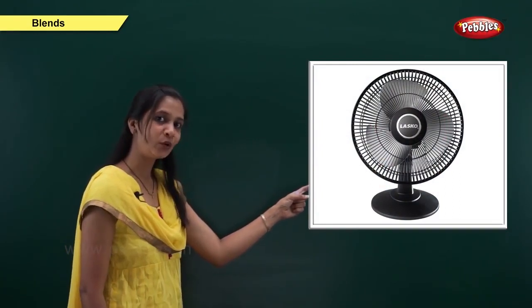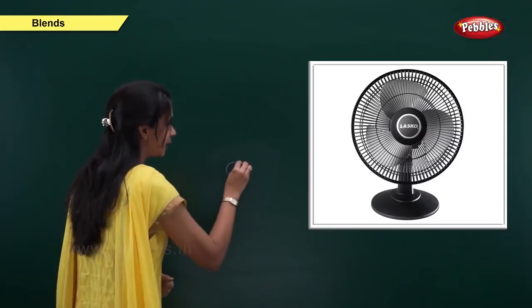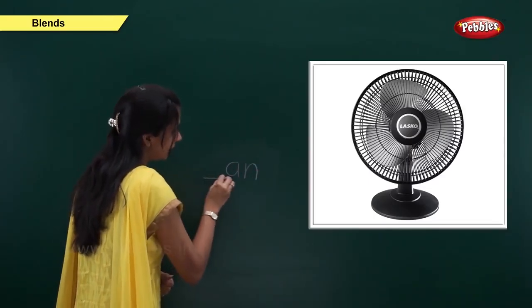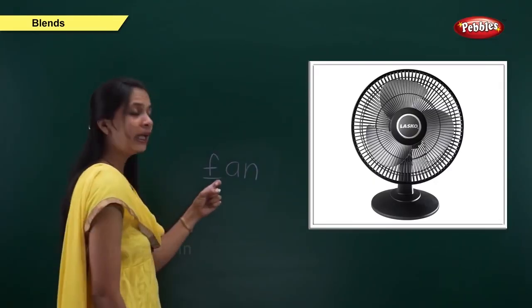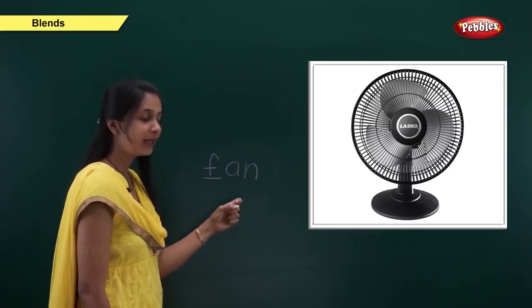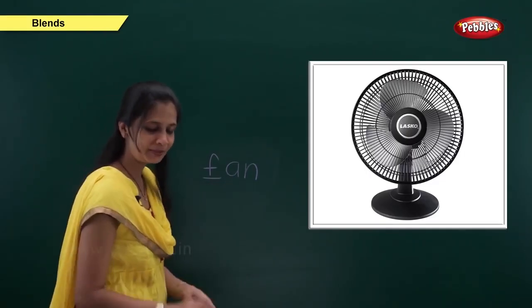What is this? Fan. So, beginning sound of it? F. Okay. So, here F. F-A-N. Fan. F-A-N. Fan. Okay. Now, next one.